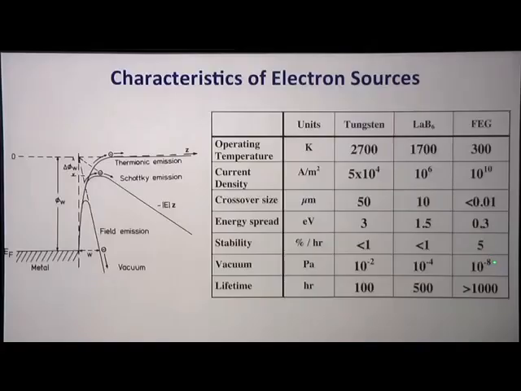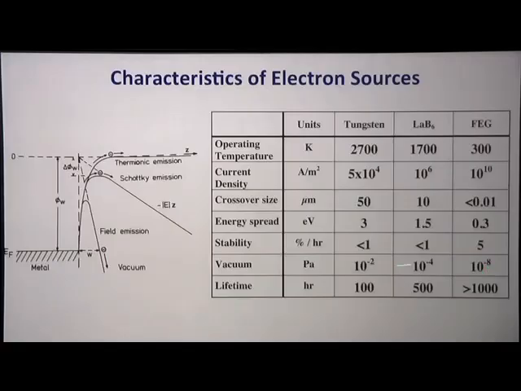And the other thing to notice is this difference. The vacuum you have to have around that source is 10 to the minus 2 Pascal, whereas the vacuum in a FEG needs to be more like 10 to the minus 7 or 10 to the minus 8 Pascal. And that's why they cost $1 million. So this really tells you the difference between these sources in many different ways.